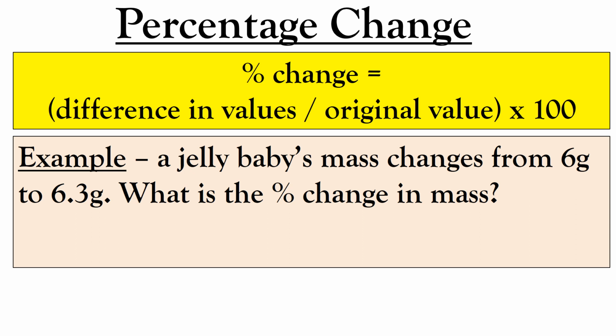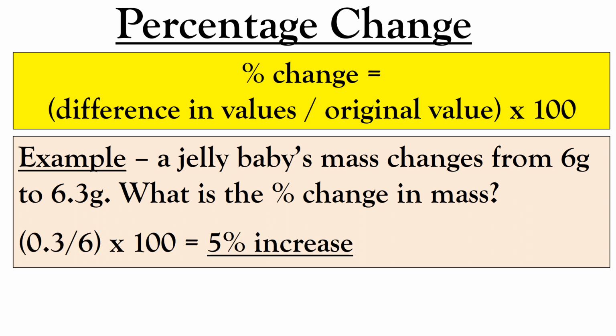If you look at the equation in yellow, the difference in values: it's moved from 6 to 6.3, so the difference is 0.3. The original was 6, that's what you started off with, so the sum you're going to do is 0.3 divided by 6 times 100. So the percentage change there is going to be 5%. This is quite a common thing to do if you're looking at diffusion. You'll have water moving in and out of various things, and you can weigh them to work out whether or not diffusion has occurred.